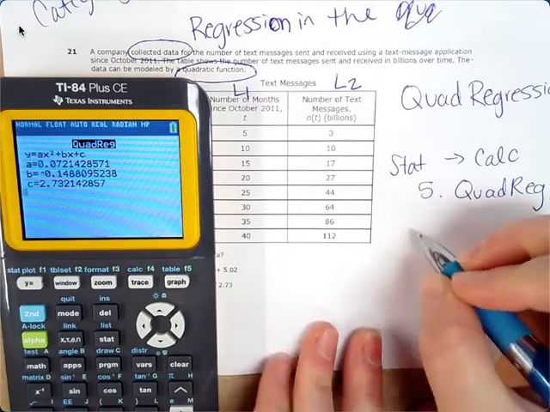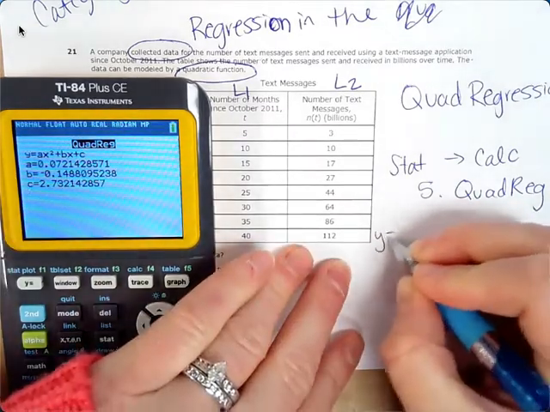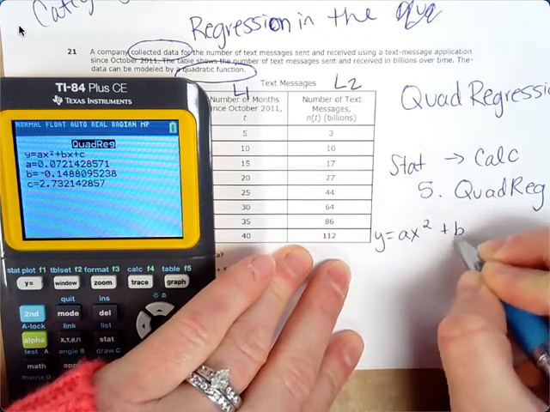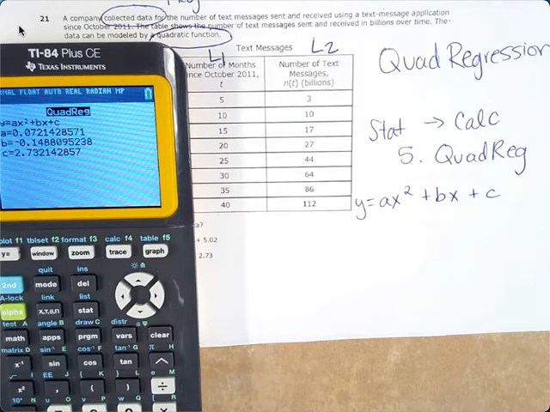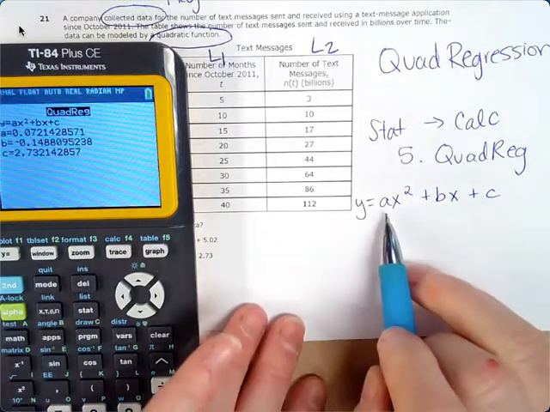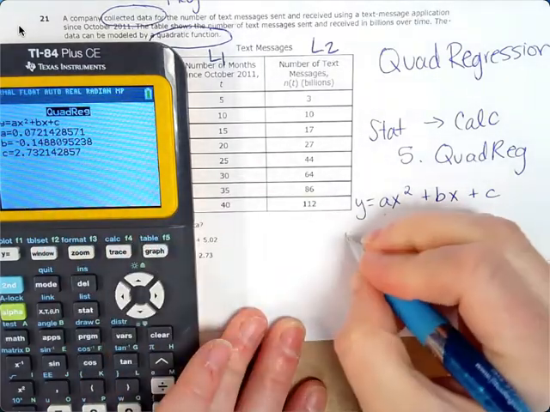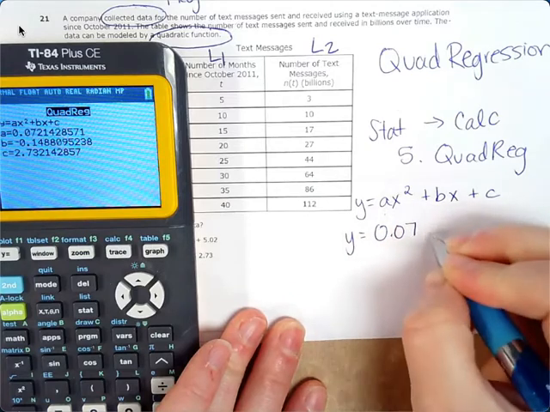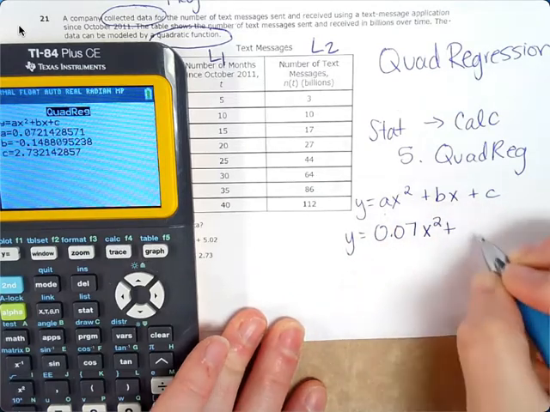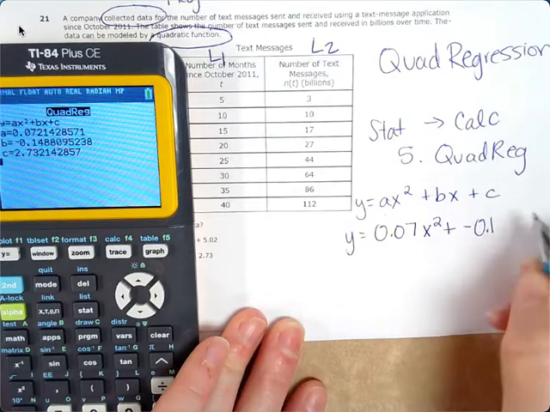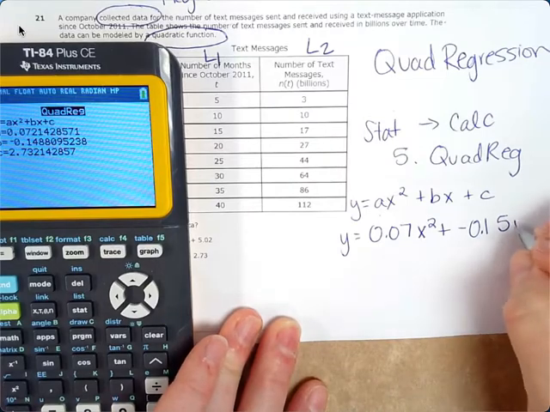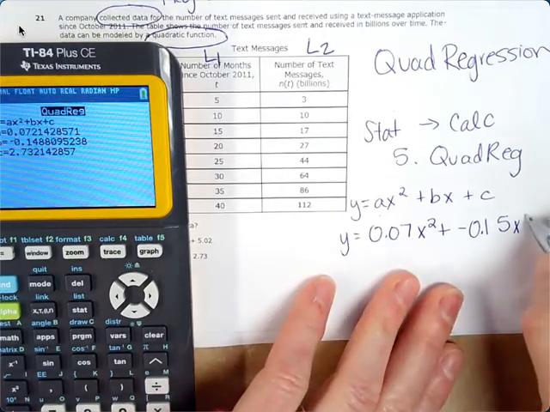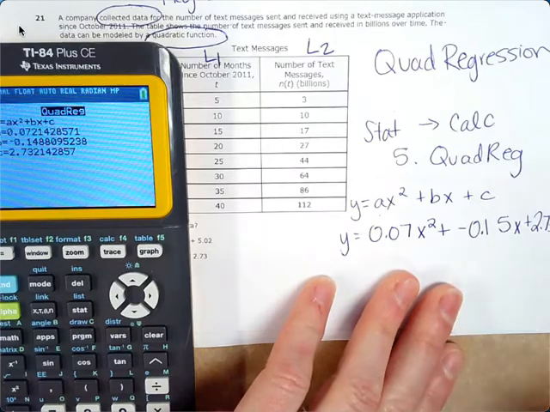Okay, so then it gives us information. It first gives us the form. This is standard form, so we're going to write that down first. And then we plug in the numbers. So A is 0.07. B is negative 0.1, if I round, that'd be 5. I'm going to go to 2 decimal places. X. And then C is 2.73.